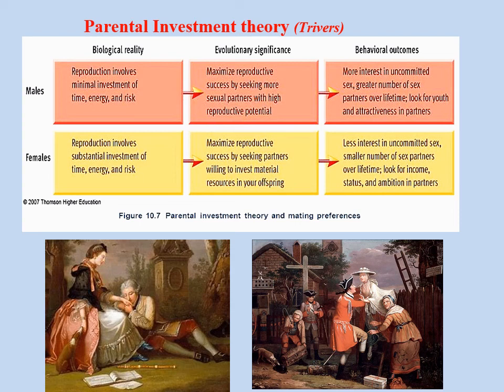Women, on the other hand, have a reproductive biology which involves substantial investment and cost in time, energy, and risk. As a result, women tend to maximize their reproductive success by being selective and seeking partners who are willing to invest material resources and time in caring for them and their offspring. As a result, women are less interested in uncommitted sex, they have a smaller number of sex partners over their lifetime, and they tend to look for income, status, and ambition in their potential partners.